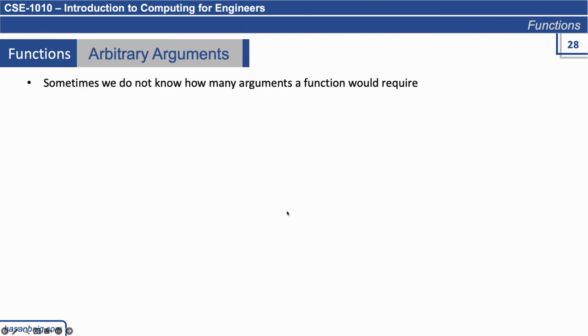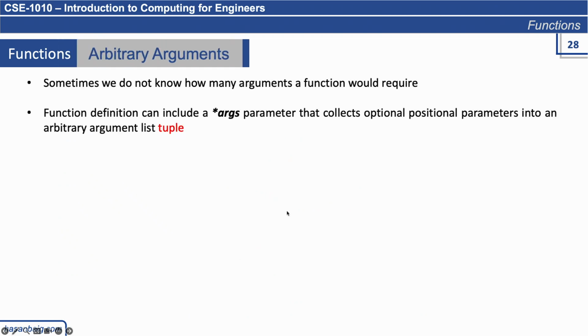Last two things, arbitrary arguments. Sometimes we do not know how many arguments we need to pass. So for example, you are in a restaurant, you are implementing software for the restaurant, which is taking an input from a user, like they are buying a sandwich, and they have to create their own sandwich.